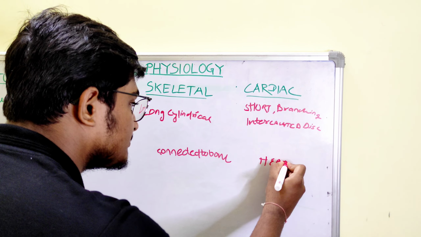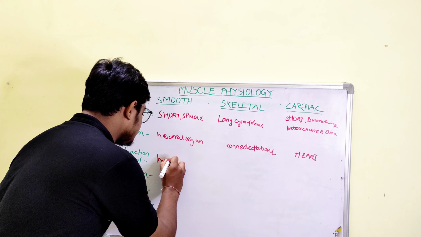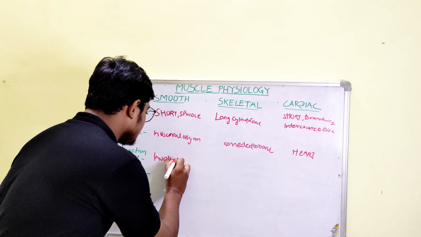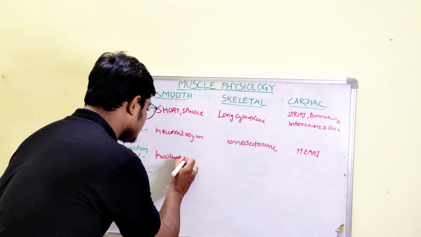Then contraction control. Smooth muscle is involuntary. This is the voluntary one, and this is the involuntary one. With the help of electrical activity of the heart, the control is under cardiac muscle.